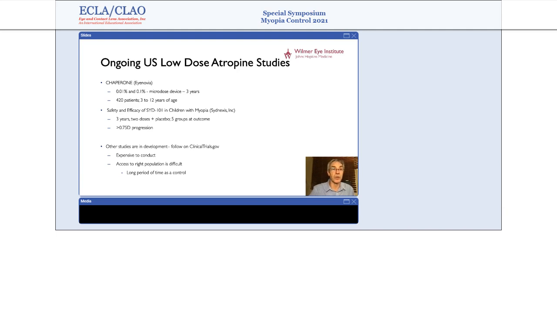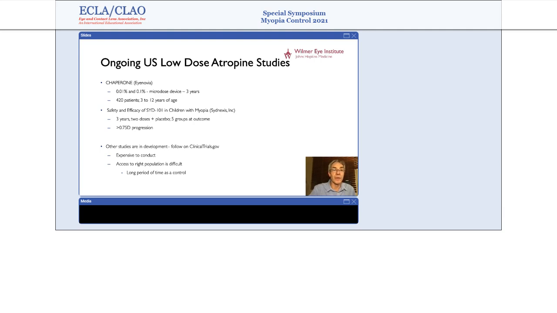Chaperone is another study occurring in the US. It is using 2 doses, -0.01 and -0.1 with a microdose effect, 420 patients, 3 to 12 years of age, so a bit wider than others. There's also safety and efficacy of SYD101 in children with myopia, Sydnexis Corporation's study, 3 years, 2 doses plus placebo, with some crossover, so they end up with 5 groups at outcome, and they're looking for a primary outcome of more than 0.75 diopters of progression.